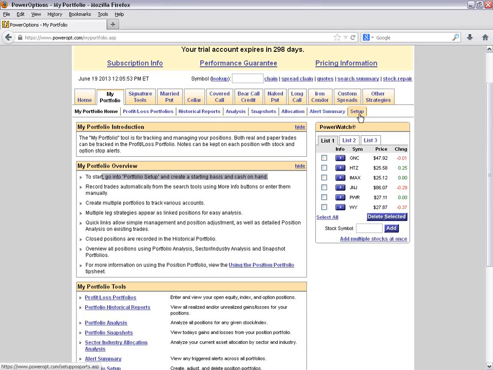Now, let's go into setup first. Here's what I'd like to do. If I'm going to create a new portfolio from scratch, whether I'm creating a portfolio to track or mirror my actual trading account, or if I'm just creating a paper trading portfolio, I want to start off by going in the My Portfolio tab, and then we're going to select Setup.